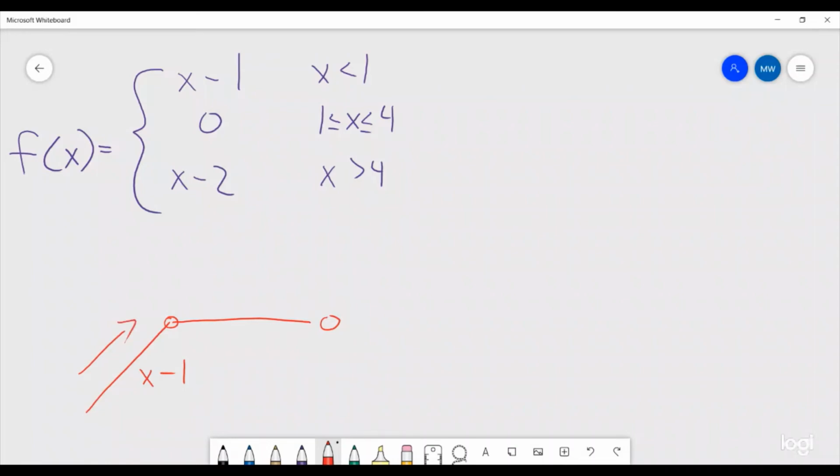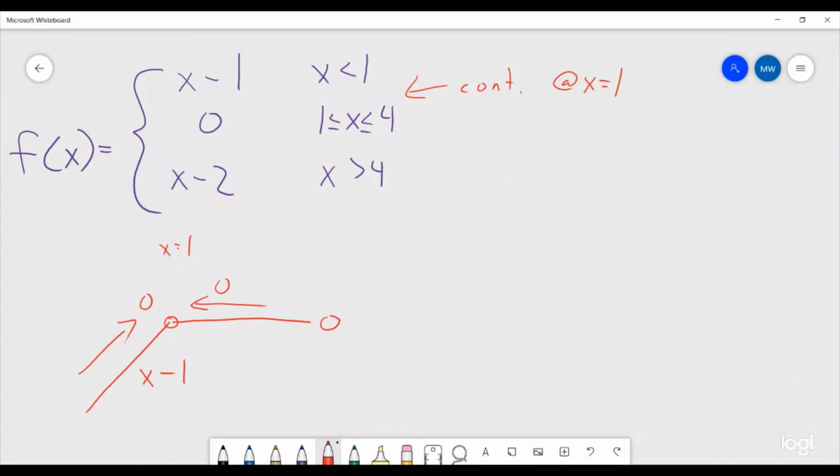Well, as we approach x equals 1 on this side, from the x minus 1 side, that's going to 0. But then that's the same value we get as we approach from this side. It's also going to be 0. So that tells us that this is going to be continuous at x equals 1, because the limit from both sides is 0, and that's the value of the function at x equals 1.